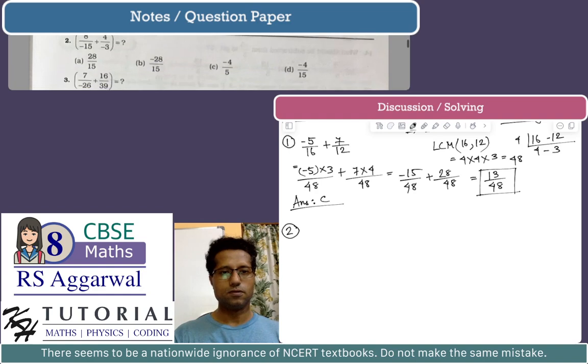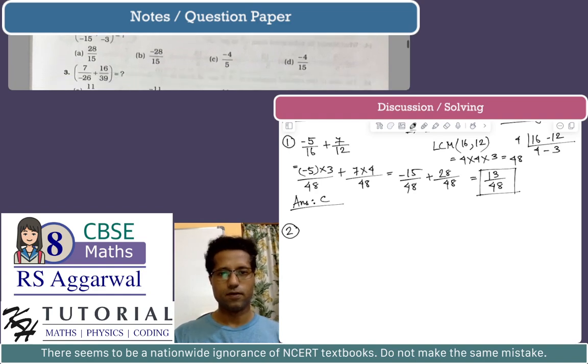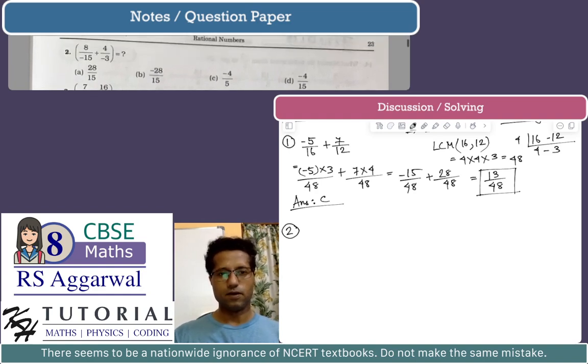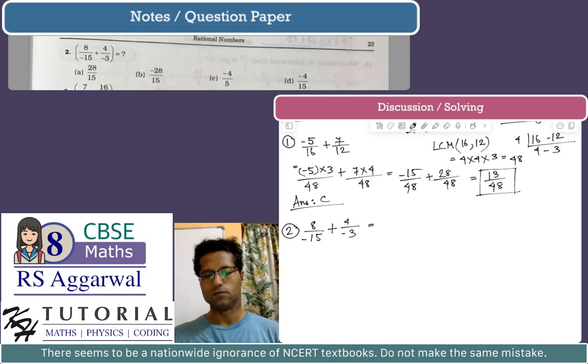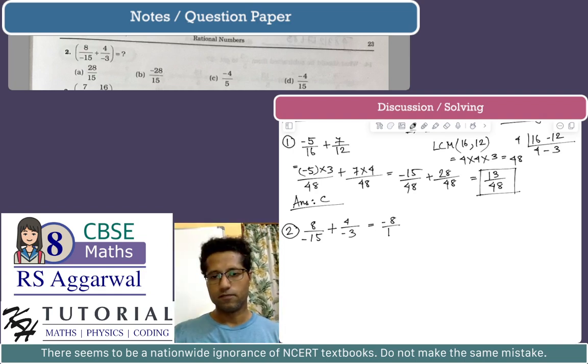Problem number 2 says we have to find the value of 8 by minus 15 plus 4 by minus 3. Both the rational numbers are not in standard form. They both have negative denominators. First we have to make the denominators positive. So this becomes minus 8 by 15 plus minus 4 by 3.